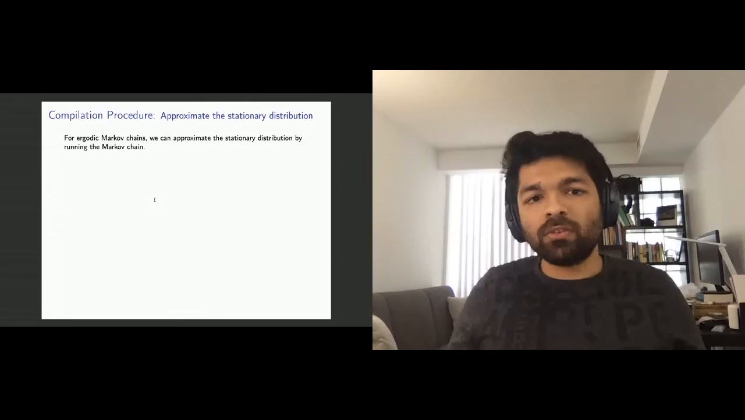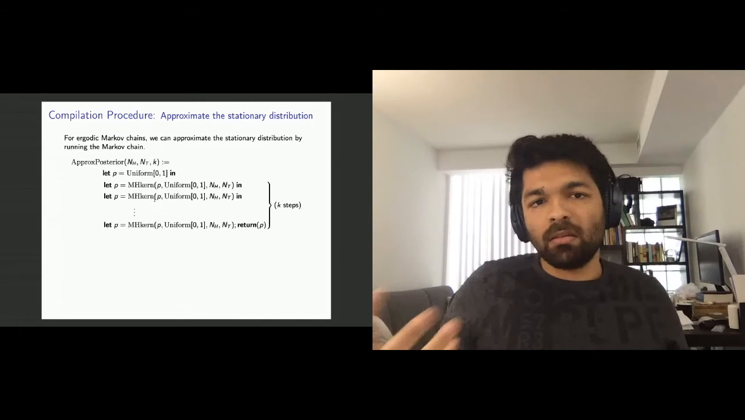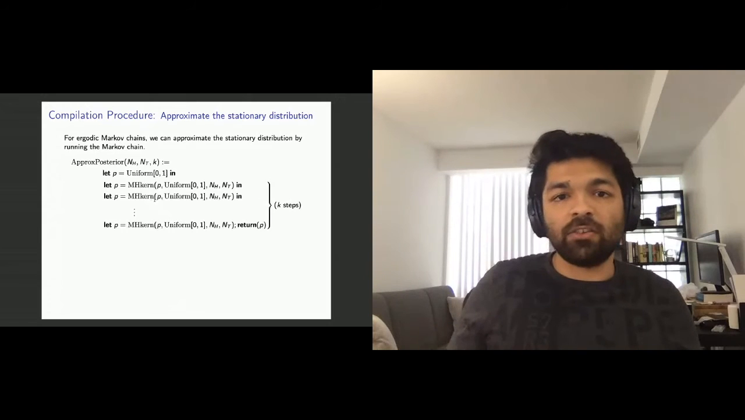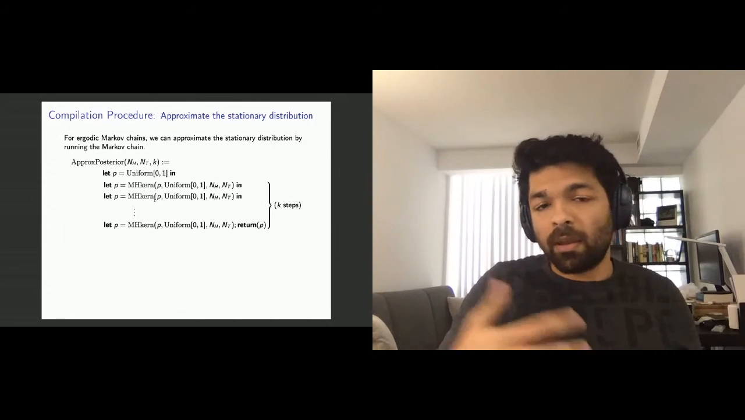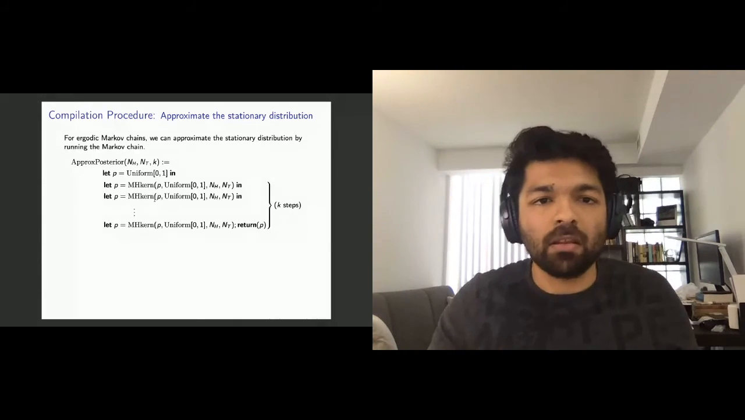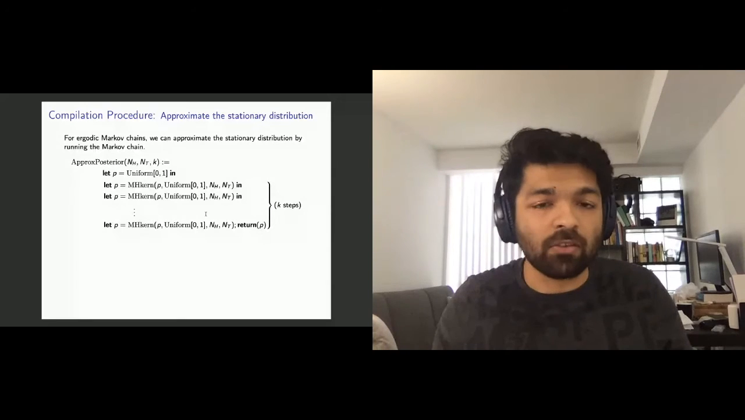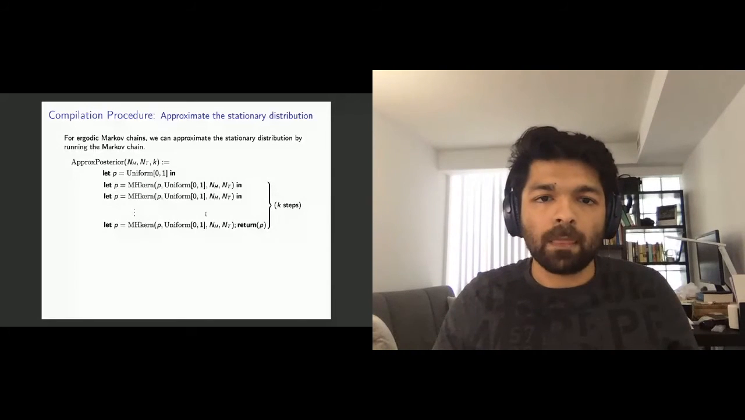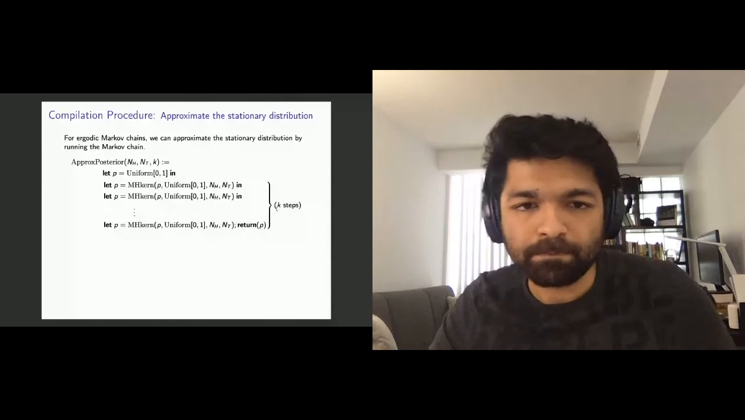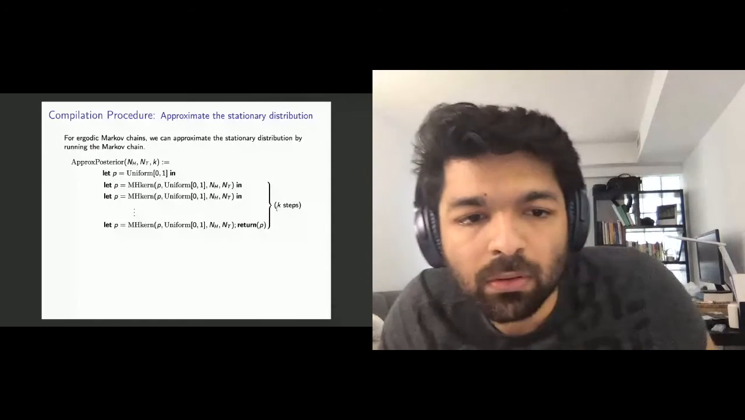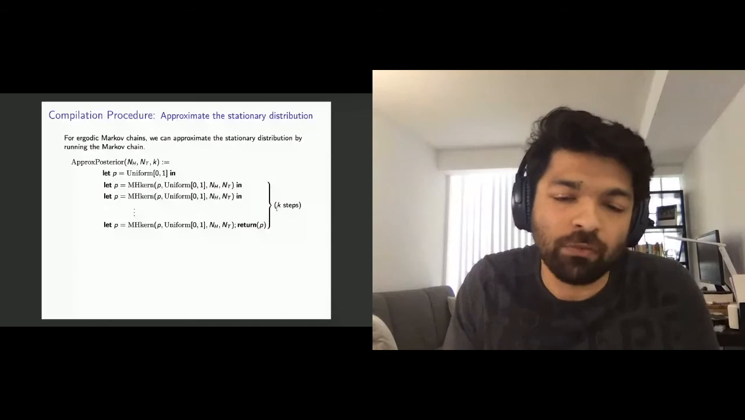So we can use this idea that we can approximate the stationary distribution by running the Markov chain, by iterating the Markov chain. So we can construct these approximate posteriors. Here, the approximate posterior is just the k-step approximation of this simulation of the Markov chain. For this particular example, the Markov chain is very well behaved.